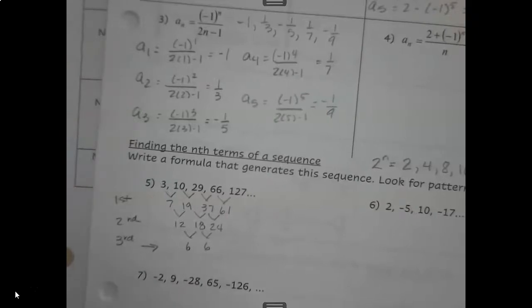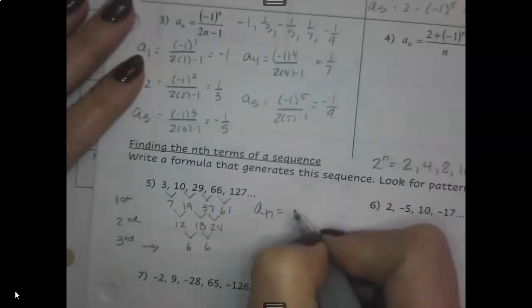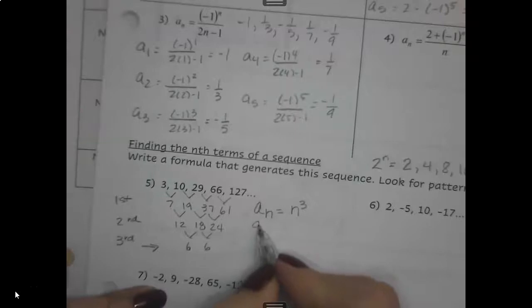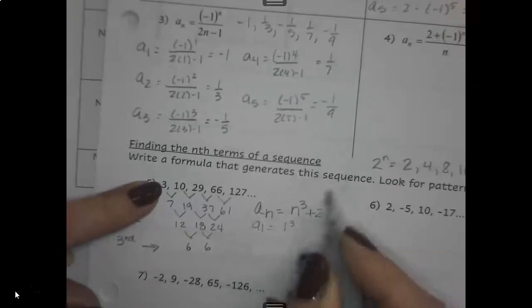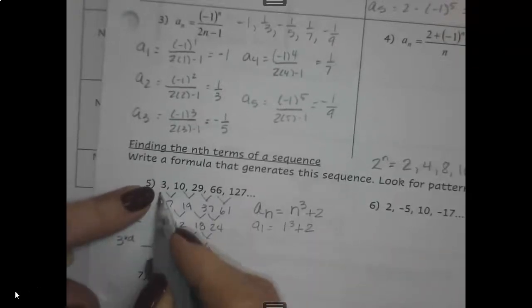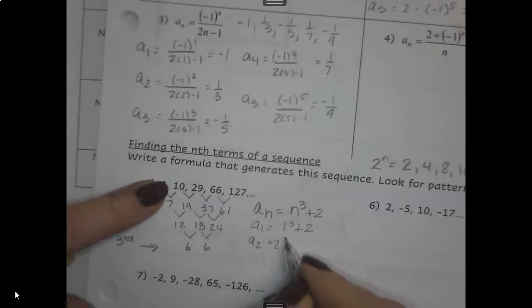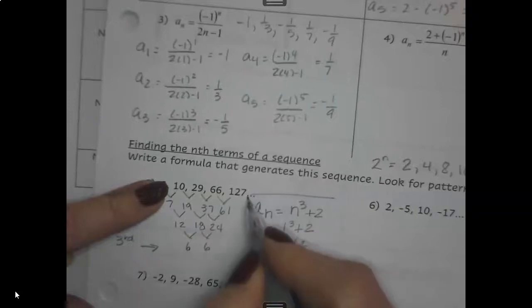So we're going to try an n cubed. My formula is going to be a sub n, and I'm going to start with n cubed. My first term would be a sub 1, but when I do 1 cubed, I'm not getting 3. So I'm like, okay, what could I do? 1 cubed is 1. Let's try to add a 2 and see if that works, because 1 cubed plus 2 is 3. So let's see if that works. A sub 2: 2 cubed is 8 plus 2 gives me 10. And it looks like that's going to be my formula right here.